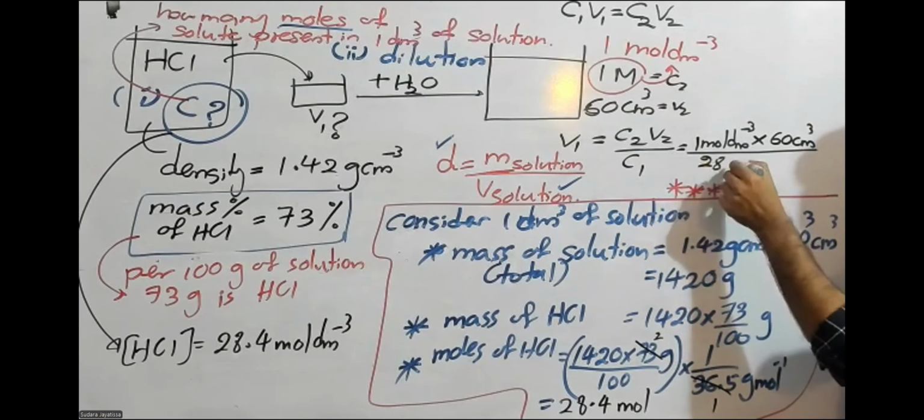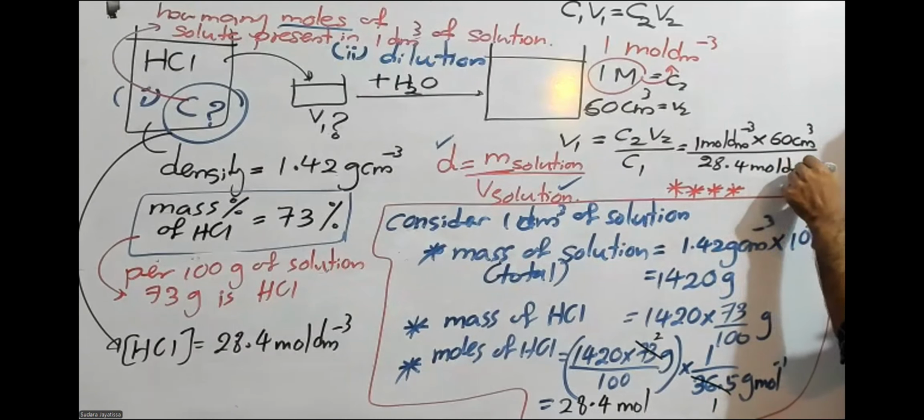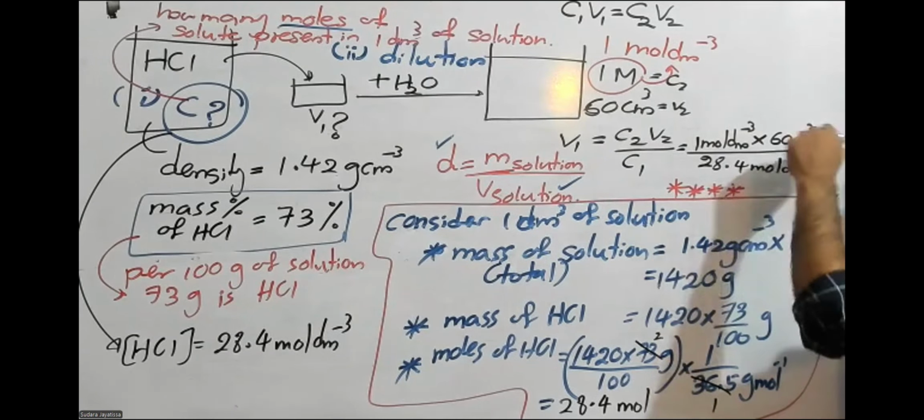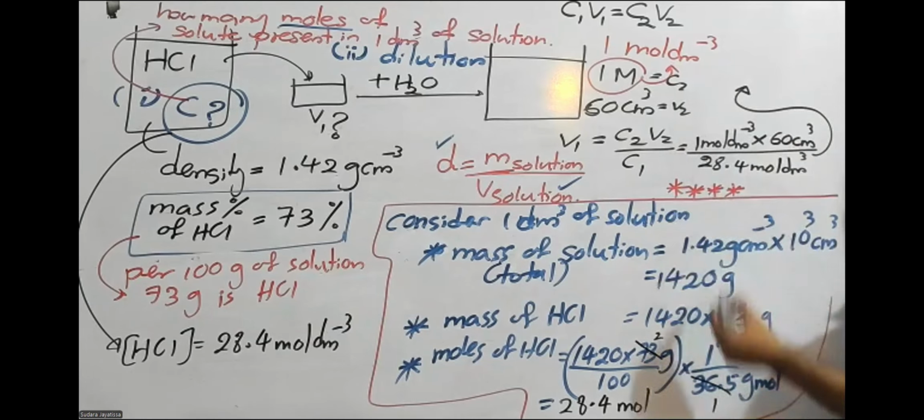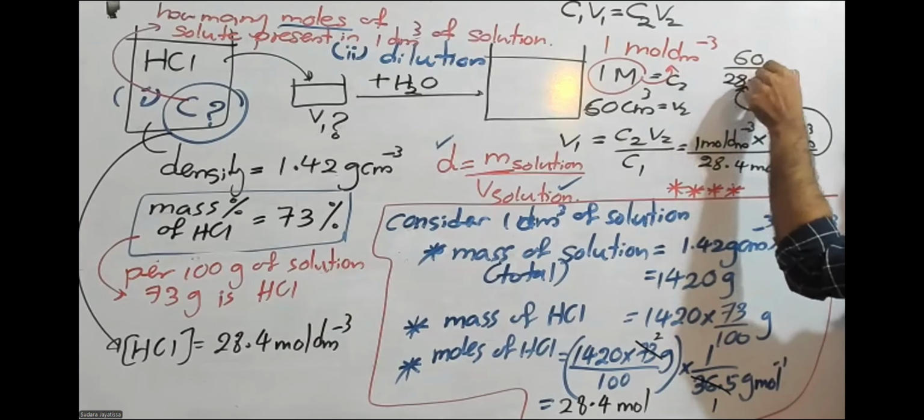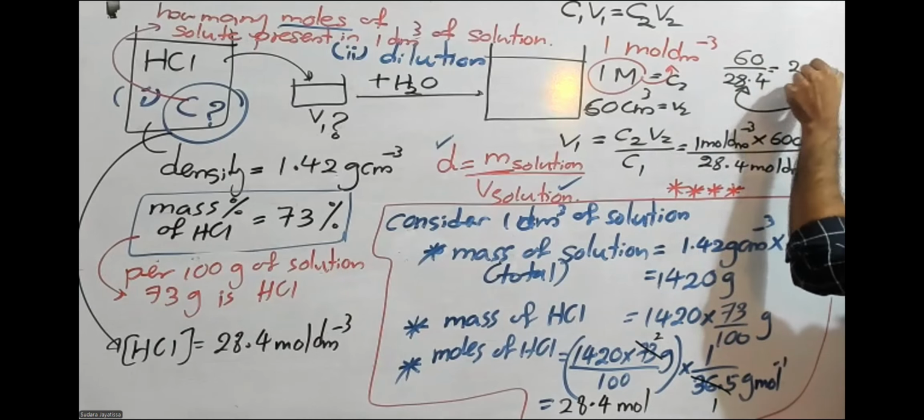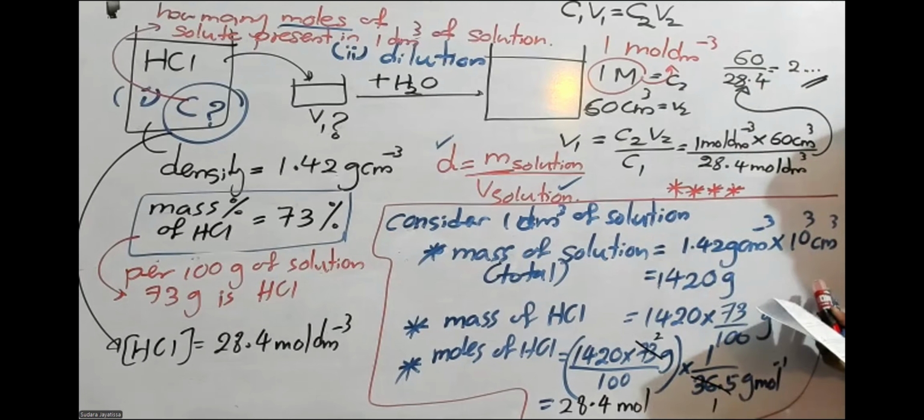My concentration C1 is 28.4 moles per decimeter cube. So if I simplify this, what I have to do is simply divide 60 by 28.4. It's somewhere around 2 point something in centimeter cube. There's only one answer.